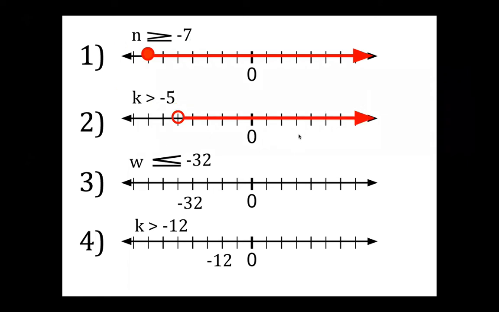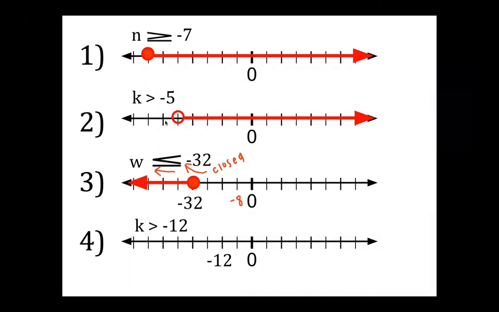For W is less than or equal to negative 32, we're going to be using a closed circle at negative 32 for our point. On my number line, I went by units of 8. So negative 32 will be at the 4th tick mark. Go ahead and plot your solid point at negative 32. And since our variable is on the left of the inequality, follow the same direction as the inequality is pointing, which is to the left.